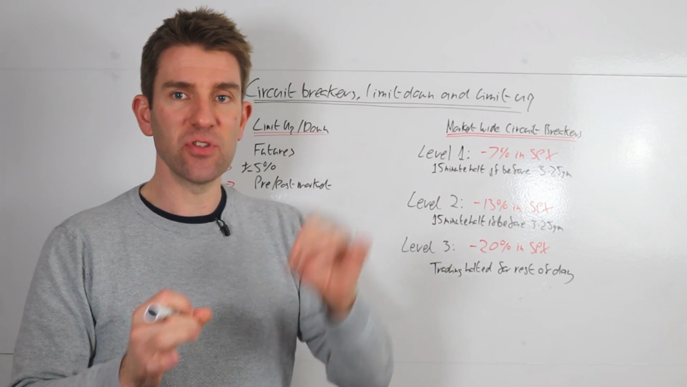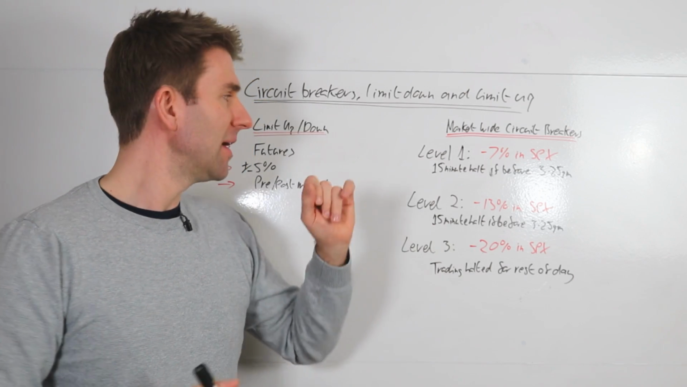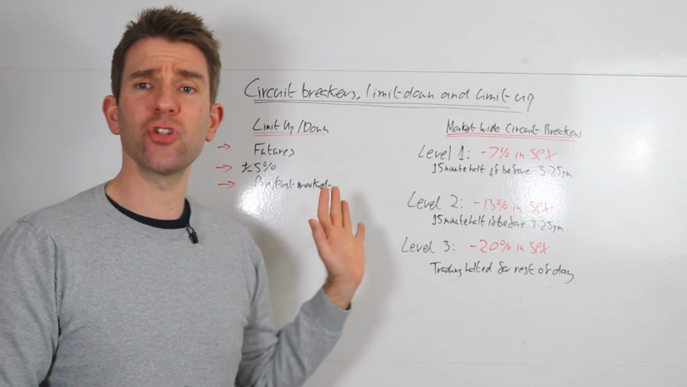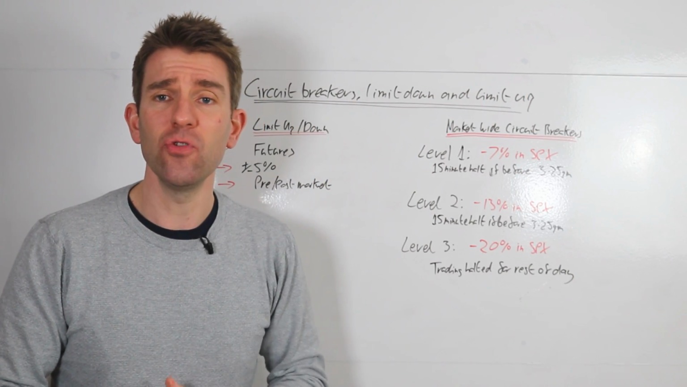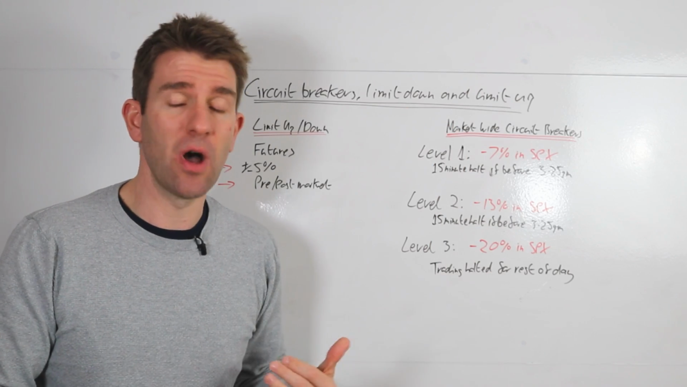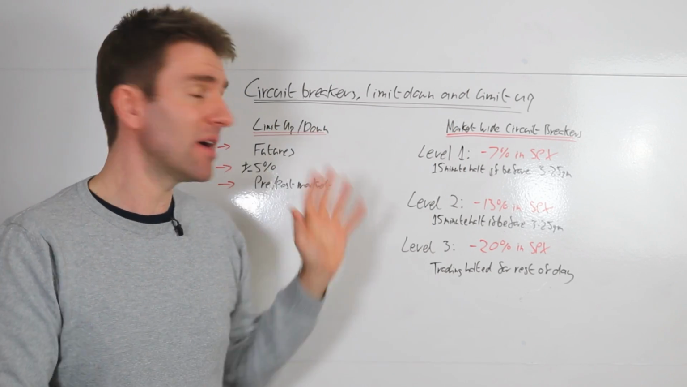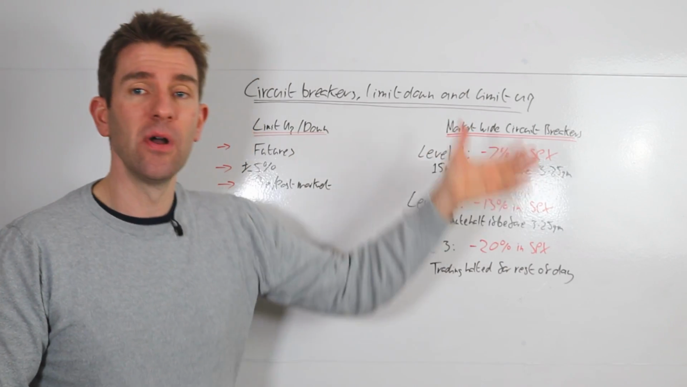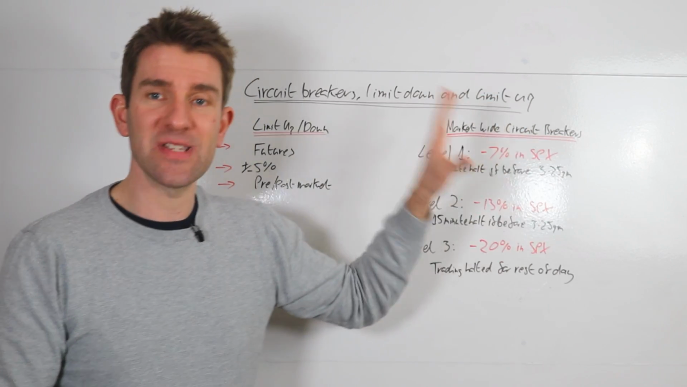Now this is slightly different to a circuit breaker. We'll explain in a moment the difference, but that prevents the market just going crazy with the pre-market futures or just going nuts on either side. So it's protected both sides. The slight difference with the circuit breakers is that they're only to the downside. The market can go up as much as it wants, but it can't go down when it's actually trading.